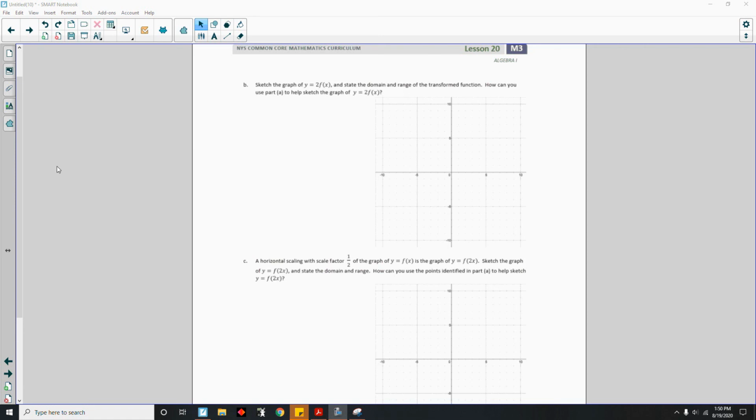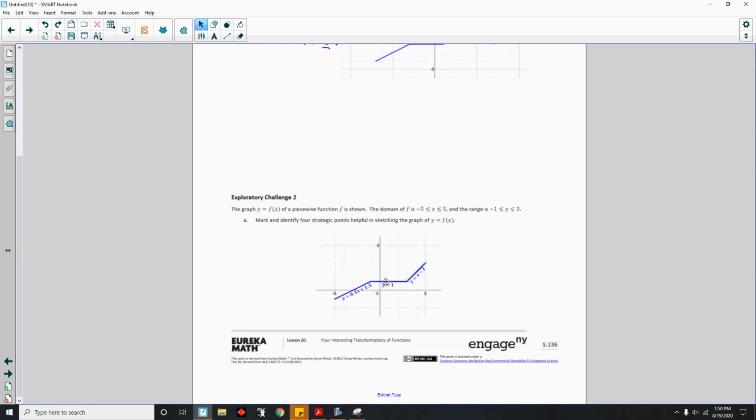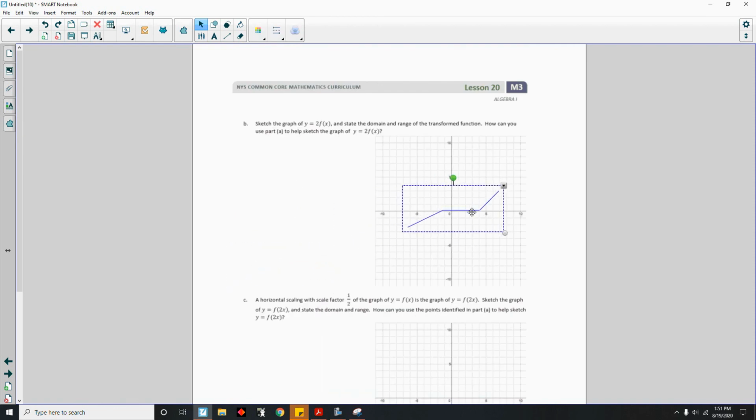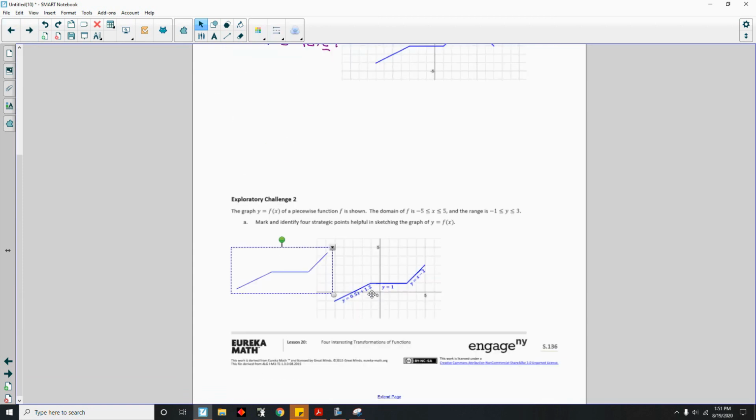Okay, page 4 brings us to part B, and it says, sketch the graph of y equals 2 f of x and state the domain and range of the transformed function. How can you use part A to help sketch the graph of y equals 2 f of x? Well, I'm going to go back to the prior page, and here's f of x, and I've already copied it, as you can see, and I'm going to move it to the next page. And then I'm going to put it on this graph where it was on the last one.